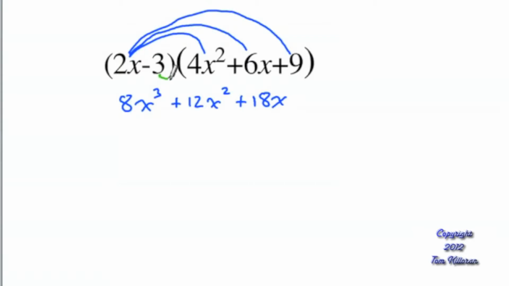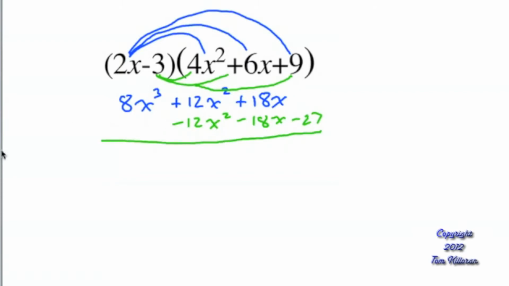And then we're going to distribute the negative 3, that'll give us a negative 12x squared. I'll match it up with the correct variable. Negative 3 times positive 6x is negative 18x. And then negative 3 times this positive 9 way down here will give us negative 27. So when we add these together, what we're going to get out of it is 8x cubed. These are going to cancel, positive 12x and negative 12x, and here we have positive 18 and negative 18.